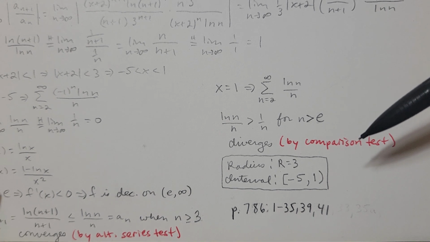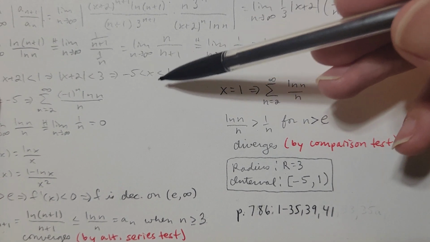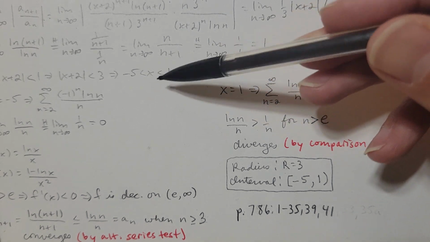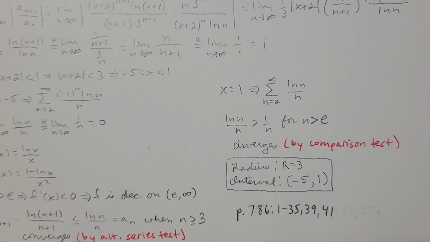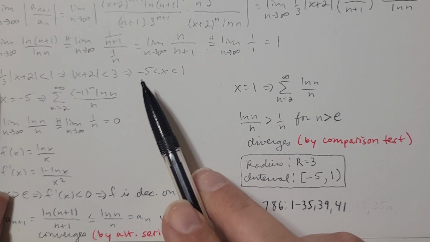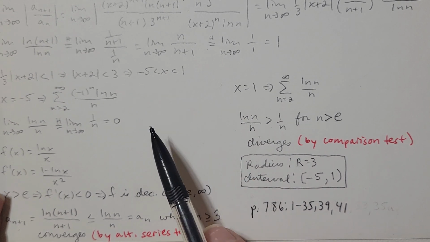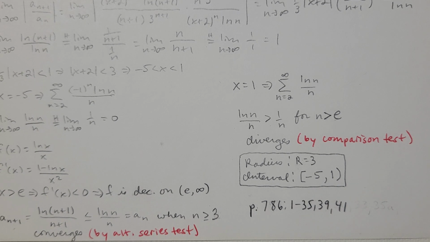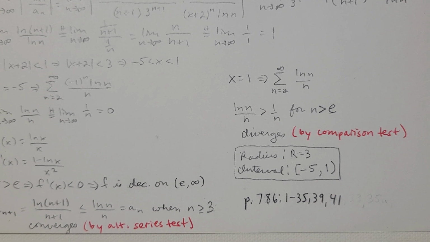So the radius will be 3. I've got an interval length of 6, and I'd get the radius right back here if I wanted. But the interval then, I'm including the left endpoint, but not the right endpoint. So we're going from -5 to 1, including -5 there.